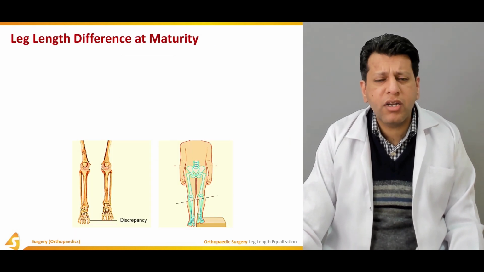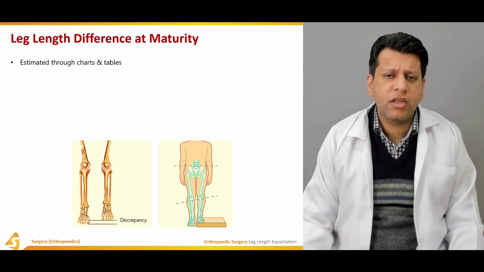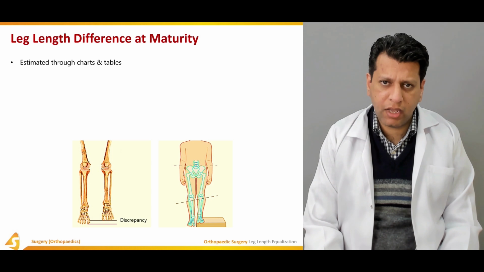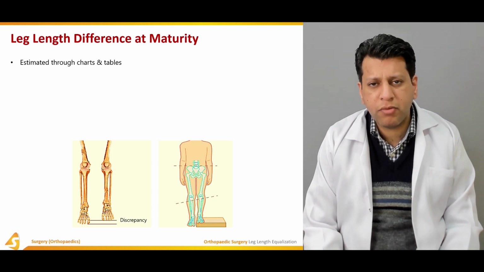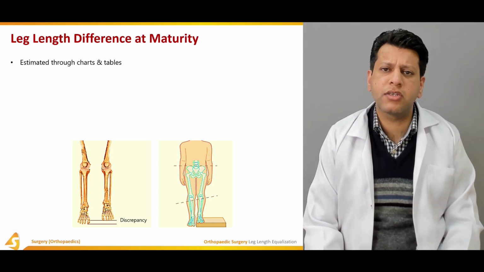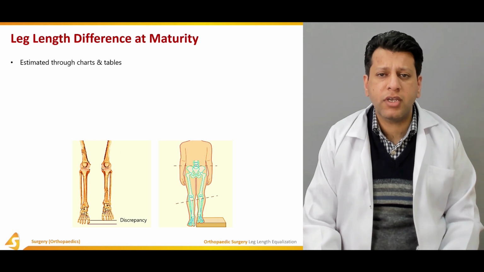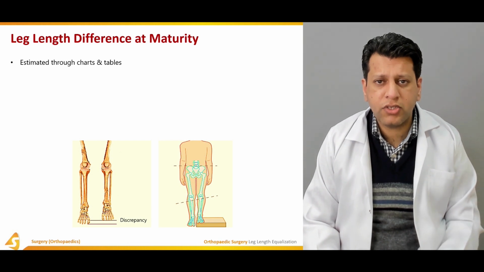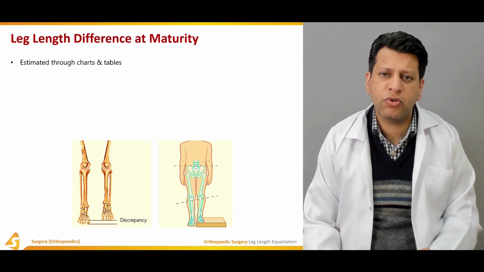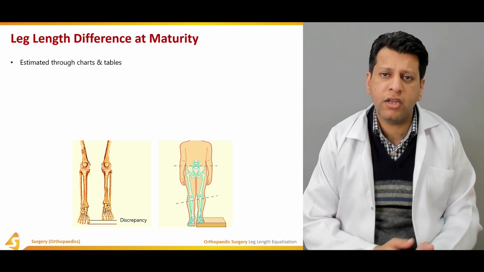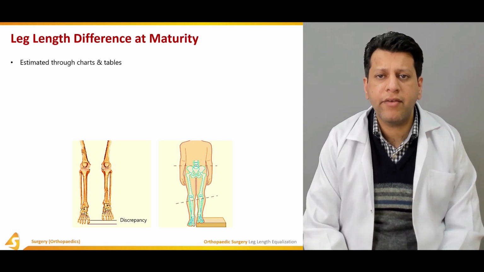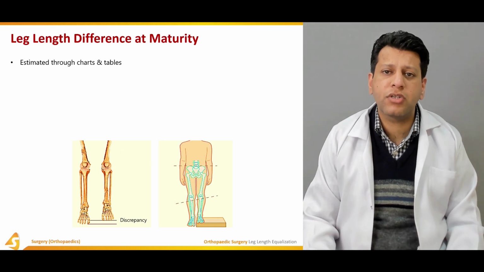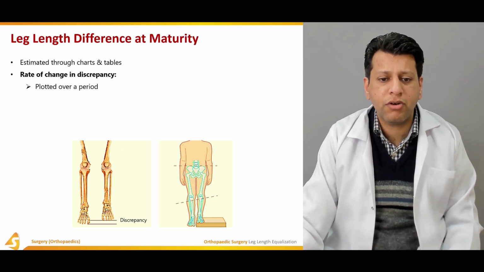How do we actually calculate limb length discrepancy? There are multiple methods by which the limb length discrepancy can be calculated. Different methods include Moseley charts. There is the Green-Anderson chart as well, which depicts how much limb length discrepancy would be present. If the child has, suppose, 2 centimeter of LLD at 8 years, how much would this be at 14 or 16 years of age? The other option is Tanner staging, which has been used nowadays.